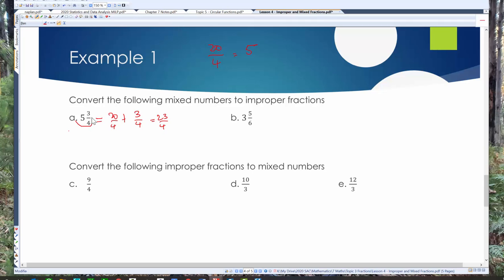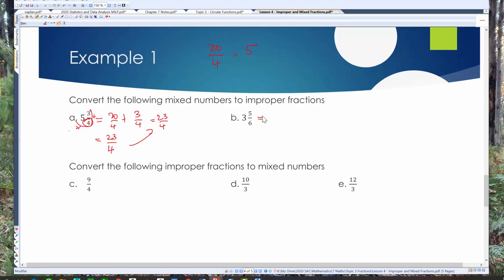But an easier way of doing it is the more algorithmic approach. What you do is you multiply 5 by 4 and then add 3 to the result. So let's do that first of all. 5 times 4 is 20 plus 3 is 23. You write down that number there and your fraction still has the same number of parts. That's 23 on 4. You'll note that that's exactly the same answer.